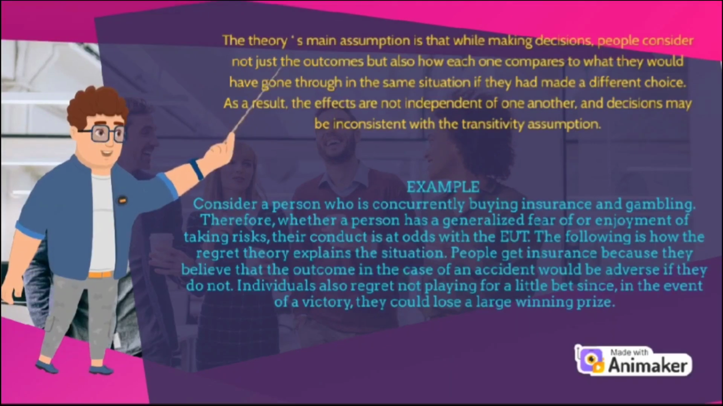For example, consider a person who is concurrently buying insurance and gambling. Therefore, whether a person has a generalized fear of or enjoyment of taking risks, their conduct is at odds with the EUT. The following is how the regret theory explains the situation. People get insurance because they believe that the outcome in the case of an accident will be adverse if they do not. Individuals also regret not playing for a little bet since in the event of a victory, they could lose a large winning prize.